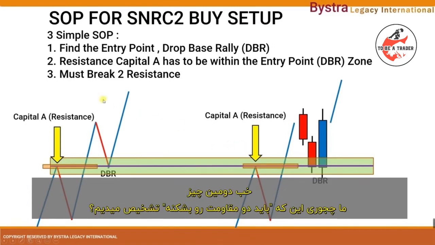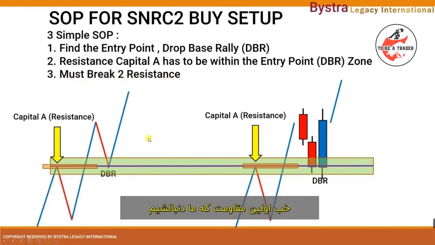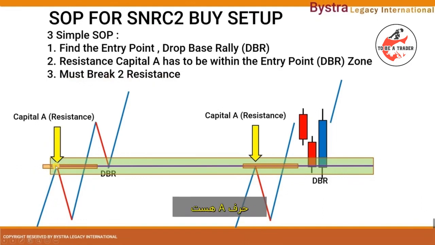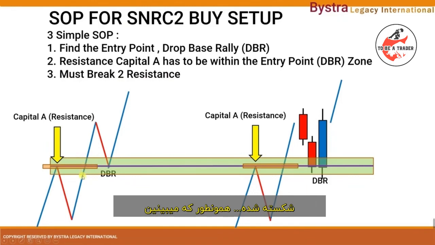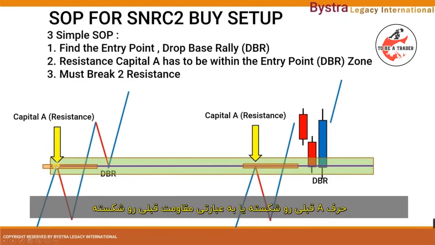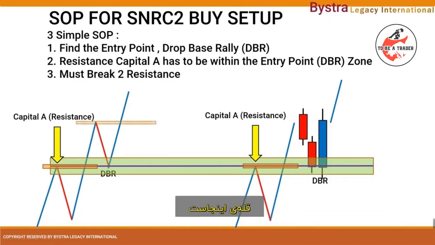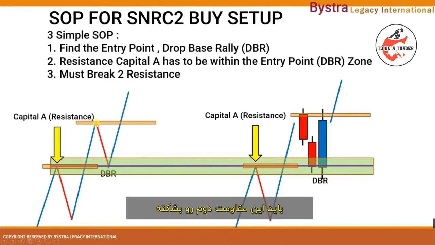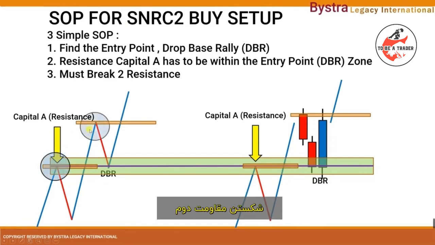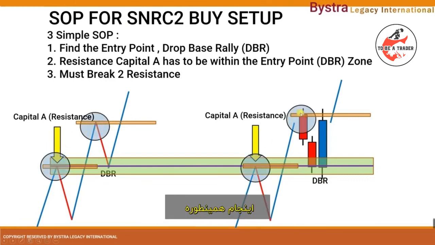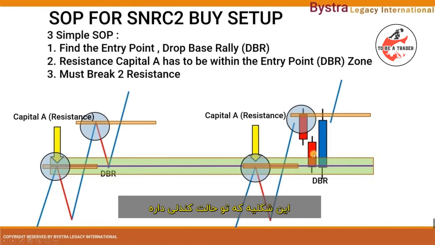Second thing, how do we identify must break the 2 resistance? The first resistance we're looking at is the capital A. This capital A here was broken. You can see this line chart here, it broke this previous capital A, or the previous resistance. The next is this top here. It must break the second resistance. So break the first resistance, break the second resistance. Same goes here. This is how it looks in the candlestick.